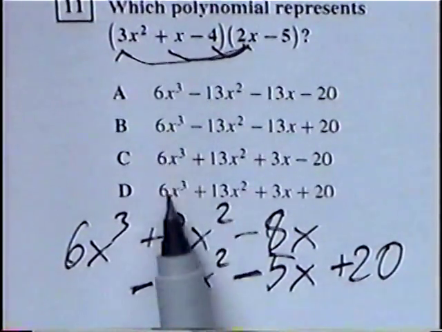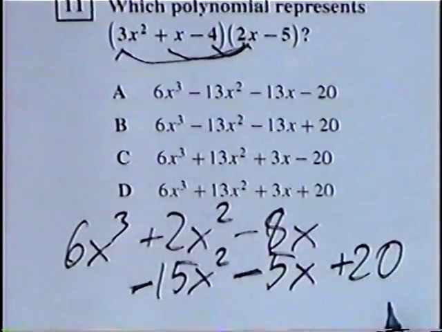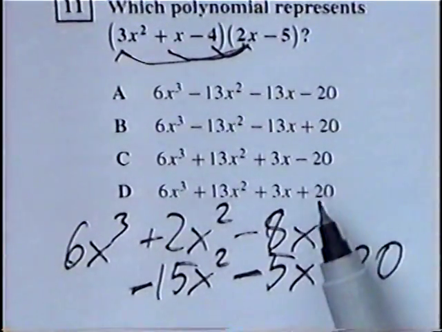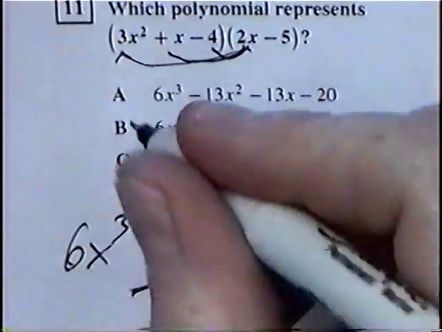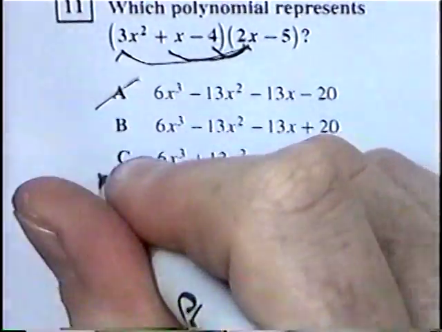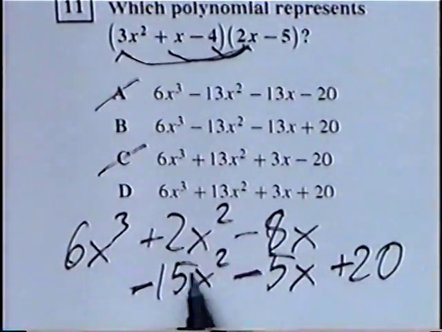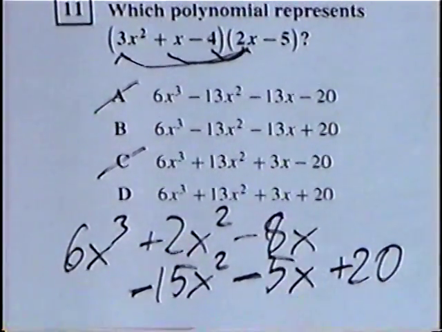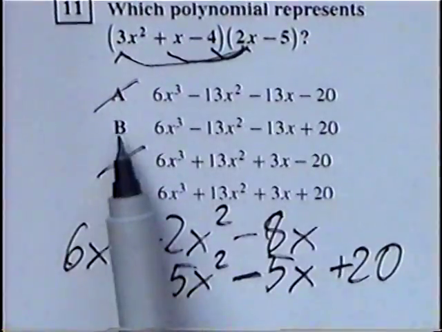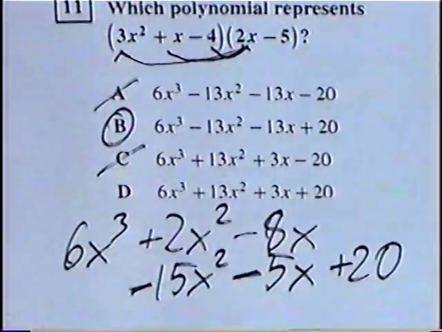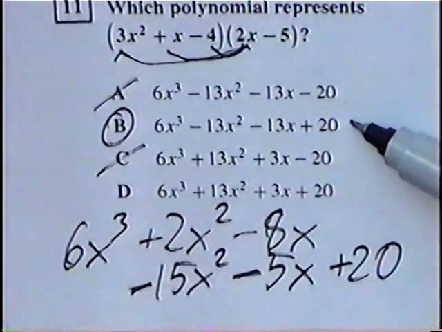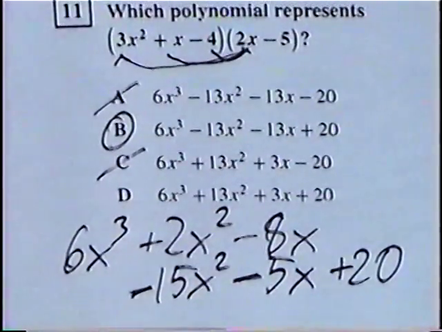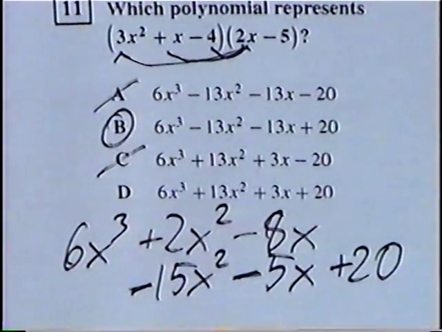6x cubed is the same in each of the answers. Plus 20 would be answer B or D. C and A both have a negative 20, which would be incorrect. Combining the x squareds, we should have a negative 13x squared as well as a negative 13x. So the correct answer in this case would be B, 6x cubed minus 13x squared minus 13x plus 20.